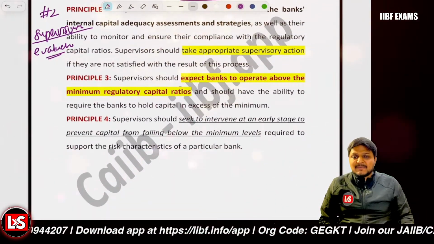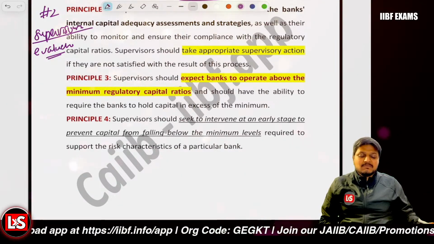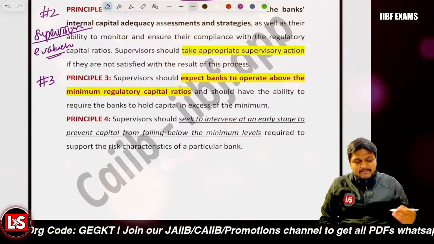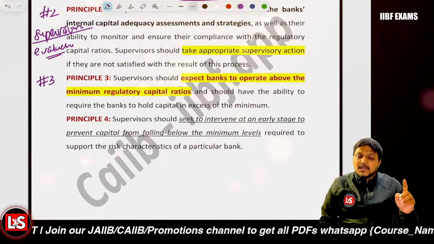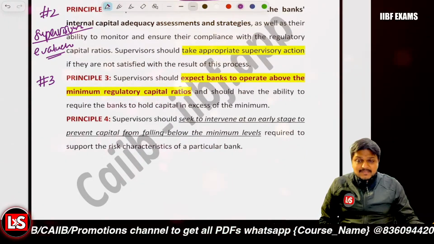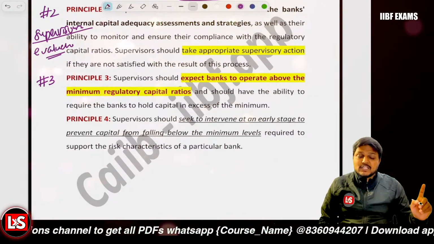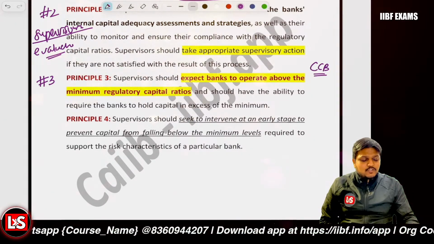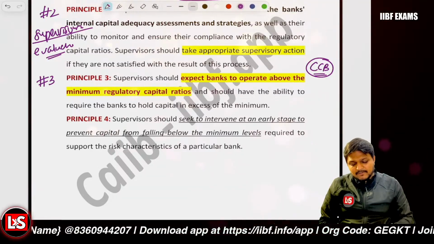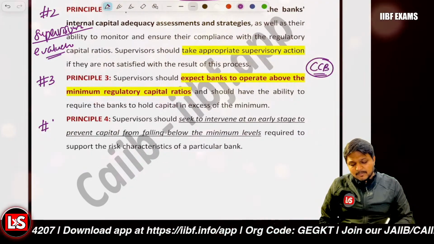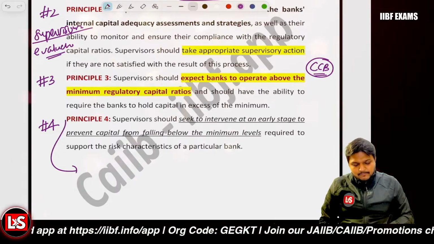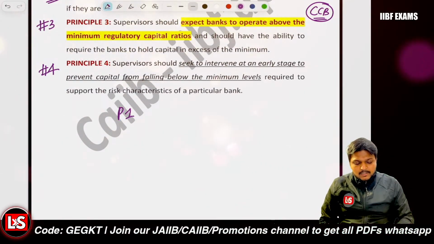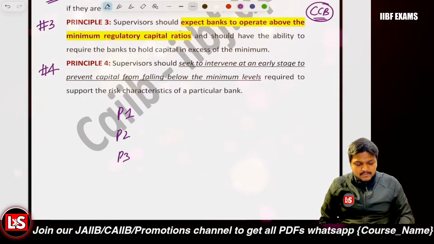Principle 3 is basically that the capital must be above the minimum level. It's not that you have the minimum capital and that's it. You must have capital above the minimum capital ratio. And supervisors do mandate that an additional capital buffer should be maintained, like the capital conservation buffer, right? So that's a part. And the fourth principle is about early supervisory intervention. So we can talk about the 4 principles, P3 and P4.